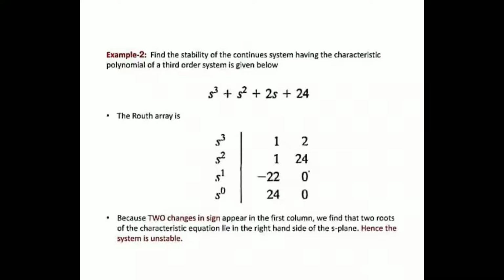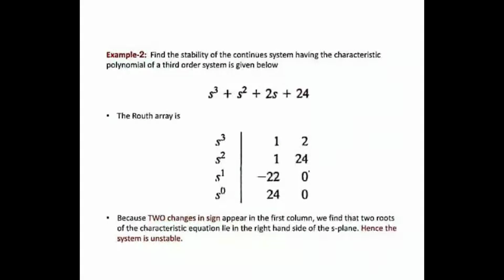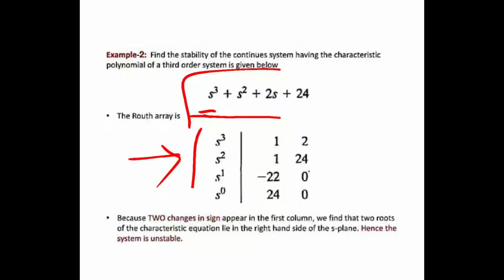Let's take this example. We'll see the analysis of the stability with the characteristic equation. Okay, so this is the characteristic equation which represents the system that is given in the example. So we need to form the Routh array first of all for the stability analysis. The highest degree is 3. So the terms are written as s cube, s square, s raised to 1 up to s raised to 0.